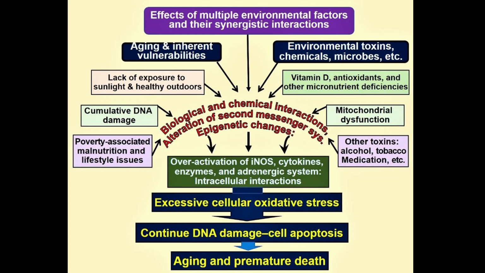And again, what I just said earlier, we have to think about the environmental factors and the synergistic reaction or interaction between all of these. So aging, lack of exposure to sunlight, vitamin D, or healthy outdoors, over time cumulative DNA damage, poverty-associated malnutrition, again due to lifestyle issues, mitochondrial dysfunction, toxins, which include tobacco, alcohol, but quite a few other things, including pesticides as well. We're starting now to realize that a lot of the chronic conditions that we're seeing are directly related to a lot of the pesticides that are being used in our backyard or on the food that we buy from the farm.